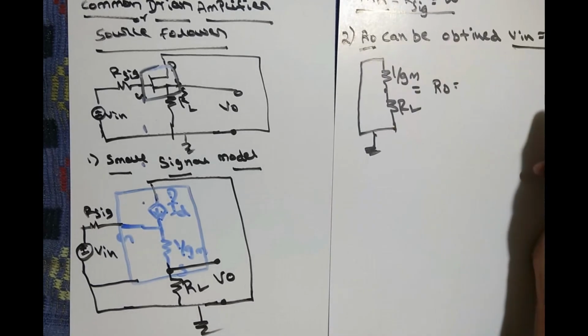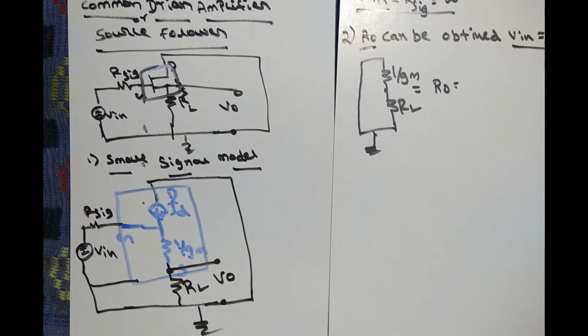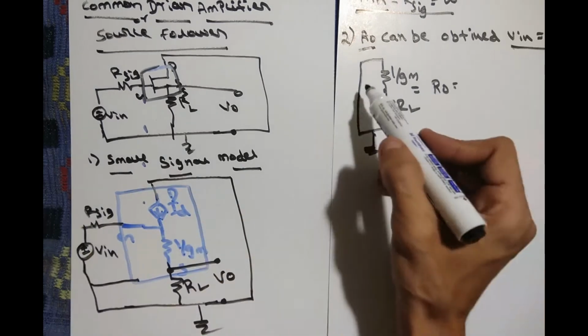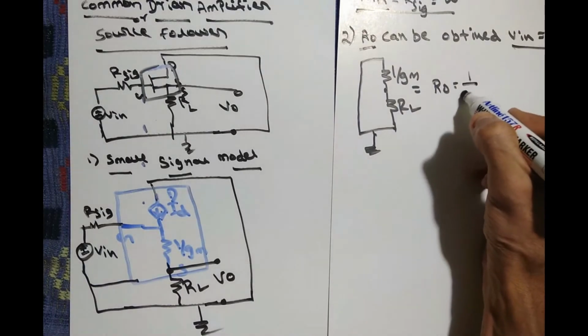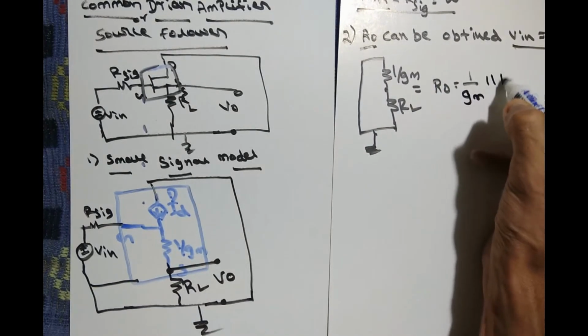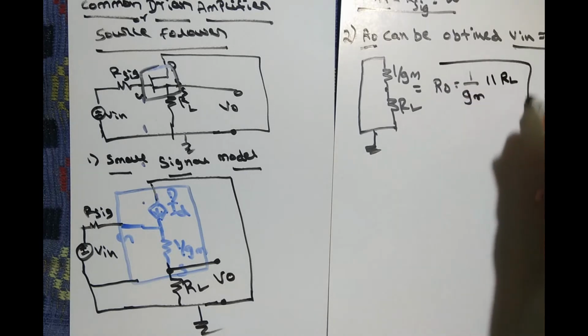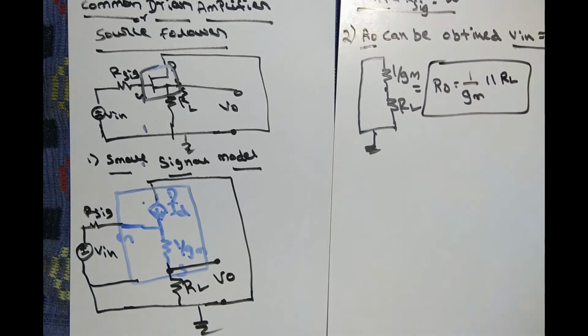making the input portion 0. We are only dealing with R0, only dealing with the output. So only consider the output; the input portion we have to vanish. For that reason we get R0 equal to 1 by Gm parallel to RL. This is one more very important relation for R0.